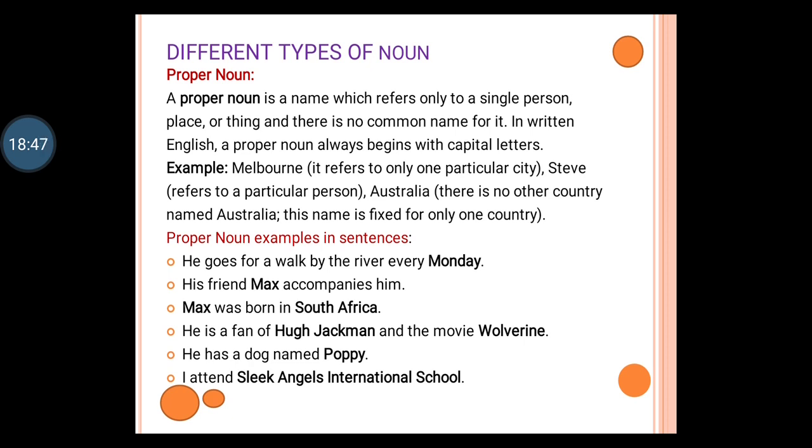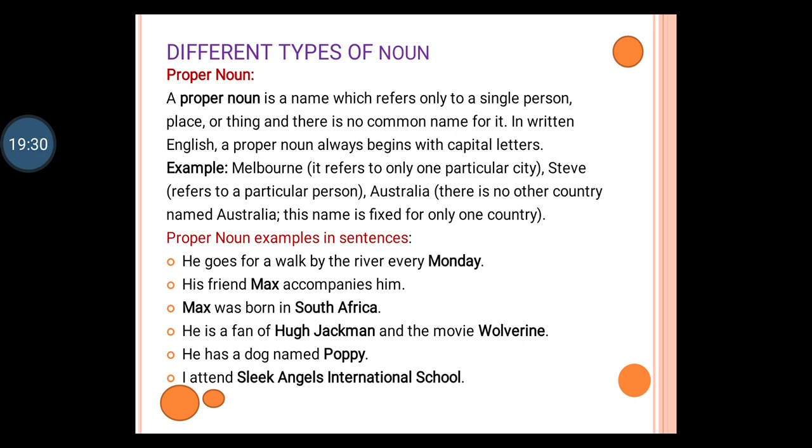Names of institutions: Sleek Angels International School, University of Port Harcourt. If you're writing Sleek Angels International School, the S of Sleek, the A of Angels, the I of International, and the S of School should all start with capital letters. University of Port Harcourt, the U and the P, U for University, P for Port, and H for Harcourt must always start with capital letters.